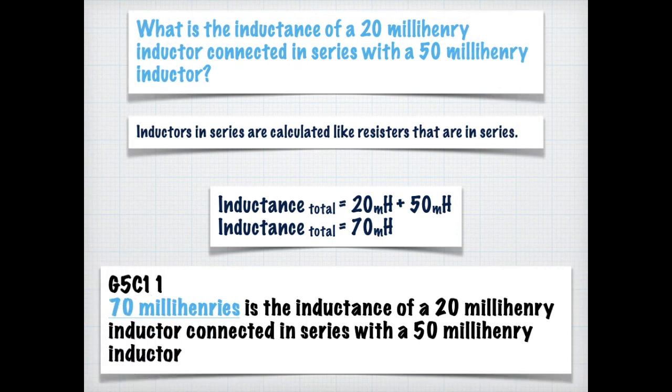Another possible question is, what is the inductance of a 20 millihenry inductor connected in series with a 50 millihenry inductor? Okay, with inductors, they're just like resistors in series. We add them. So the inductance total would be simply 20 millihenries plus 50 millihenries, and simple math would tell us that that's 70 millihenries. So for the exam, know that 70 millihenries is the inductance of a 20 millihenry inductor connected in series with a 50 millihenry inductor.